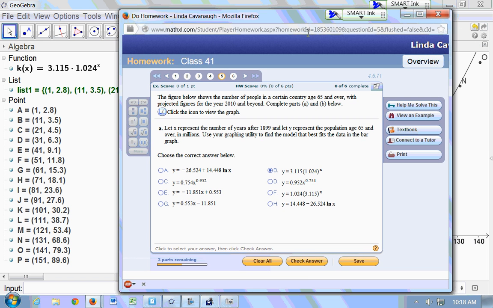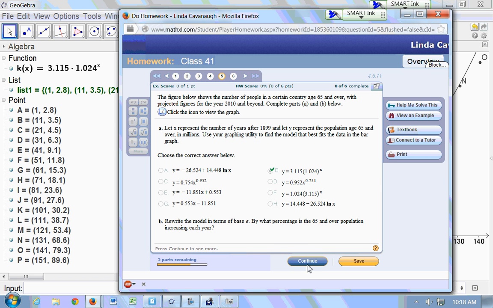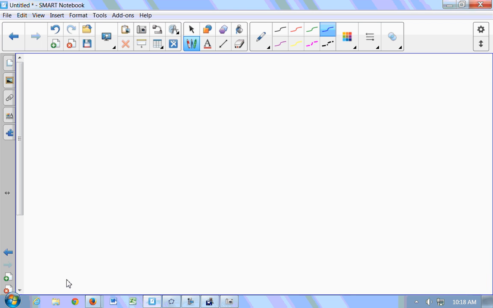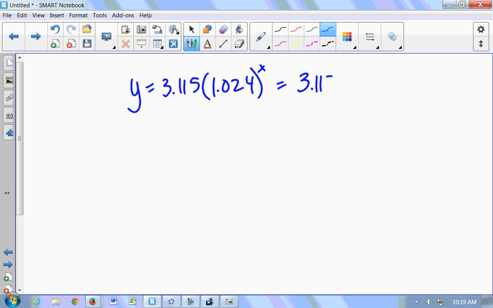B. Rewrite the model in terms of base E. By what percentage is the population increasing each year? Okay, so in terms of base E, 3.115 times 1.024 to the x. Okay, so if I want to write this in terms of base E, 3.115 stays the same. So it's going to be 3.115 times E to the what? Right? And we call this thing kx.